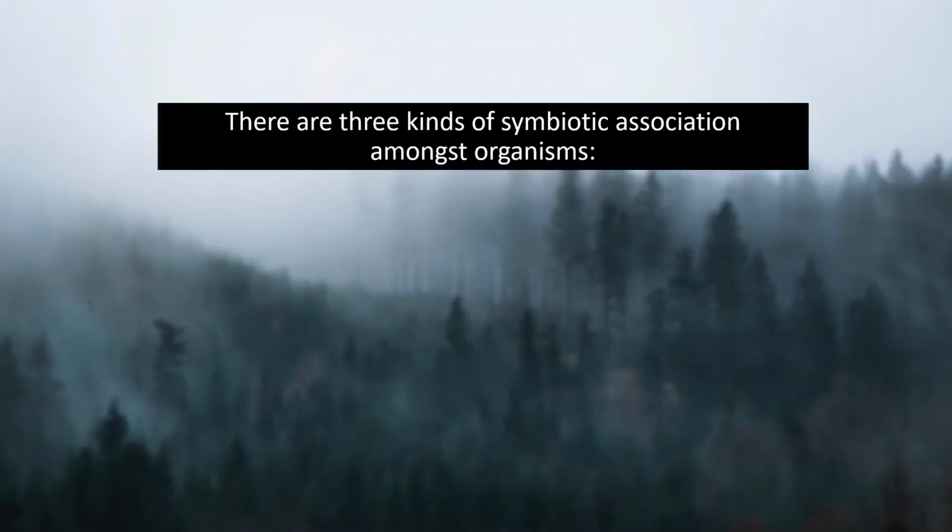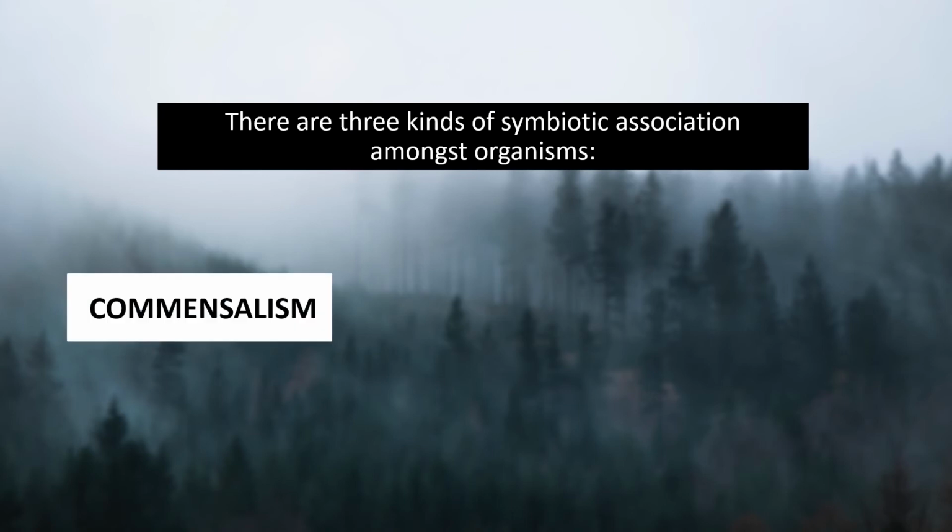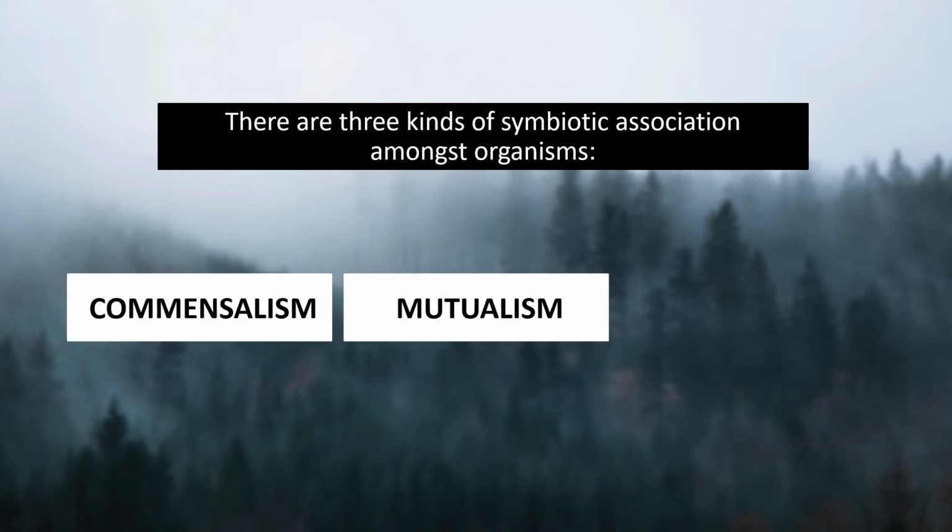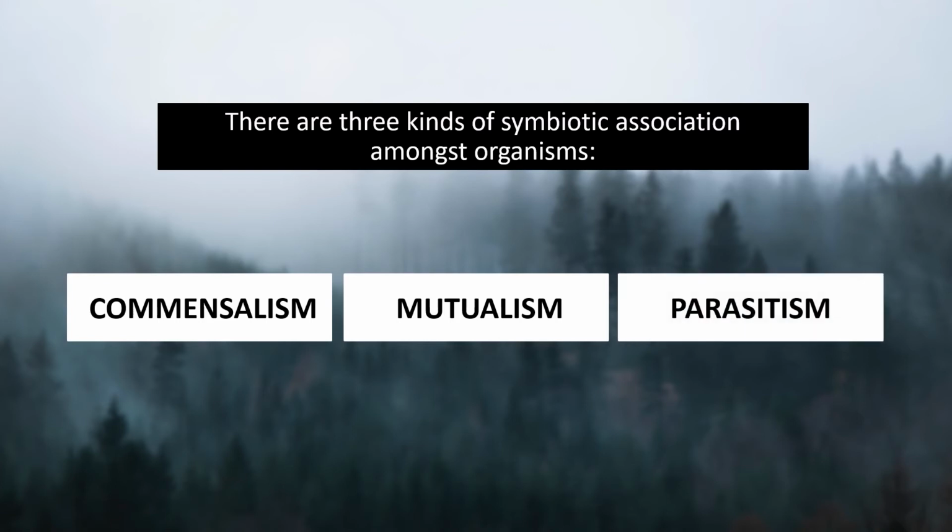The third type of this interaction is symbiosis. What does symbiosis refer to? When two species of organisms exist together in close association, they show a symbiotic relationship, which is a result of the co-evolution of the symbiotic species over the geological time scale. So there are three kinds of symbiotic association amongst the organisms. The first one is commensalism, the second one is mutualism, and the third one is parasitism.